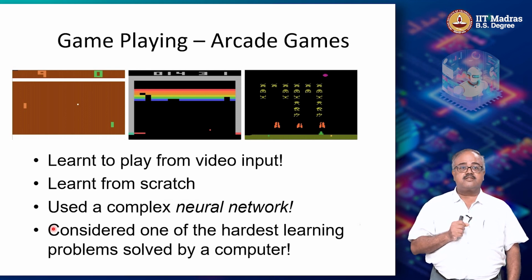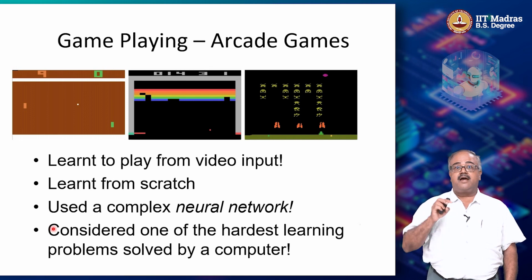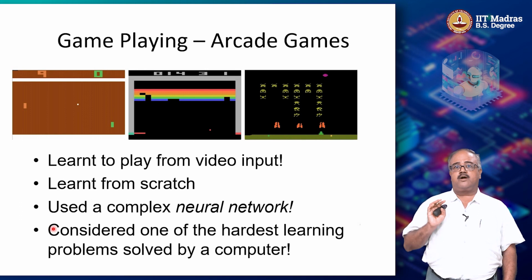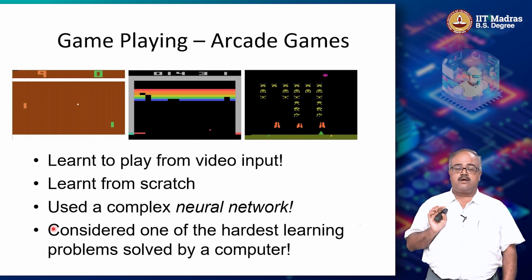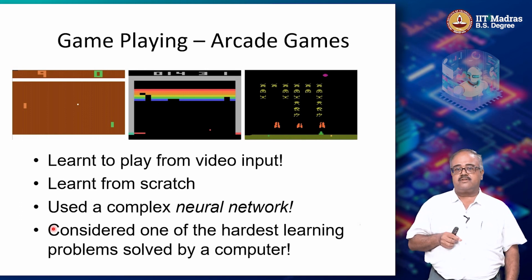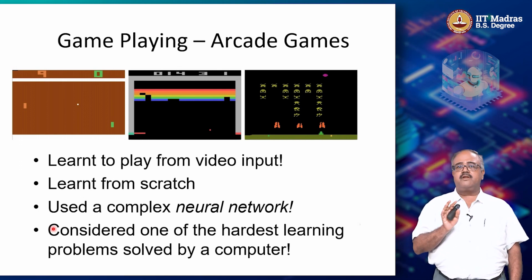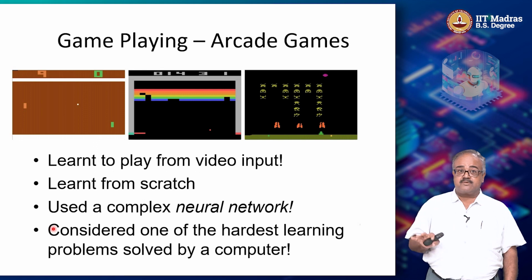You give joystick commands as output, take the pixels as input, and then if you score a point, you get a reward. If you lose a life, then you get a punishment, and so on and so forth, right? That's all they had. So it literally learned from scratch. Nobody told it anything about the pixels it was seeing on the screen.